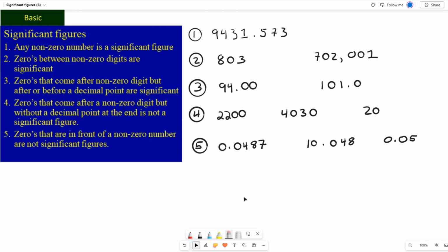Hello, my fellow chemists. In this video, we're going to take a look at significant figures, how significant figures are determined, why they're important, and if you're looking at a number, you can tell how many significant figures are in that number. This video is labeled as a basic video because there's really no background information that you need to know or understand to be able to understand the material covered in this lecture.